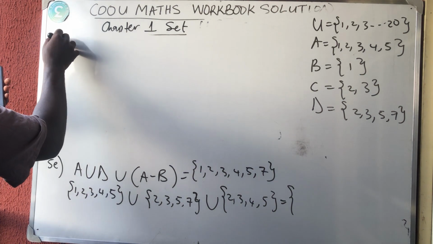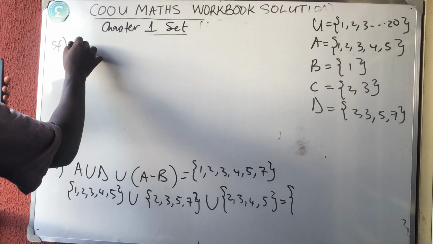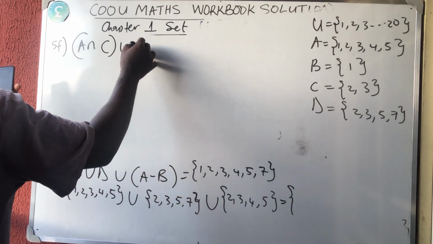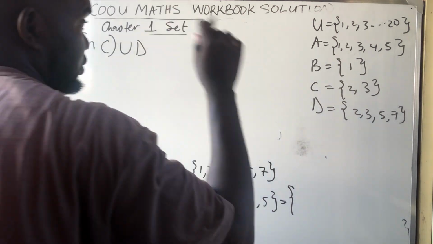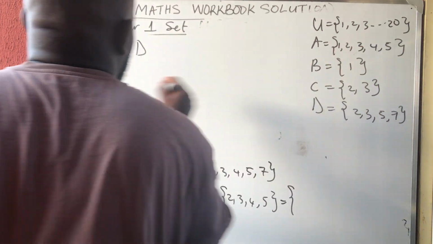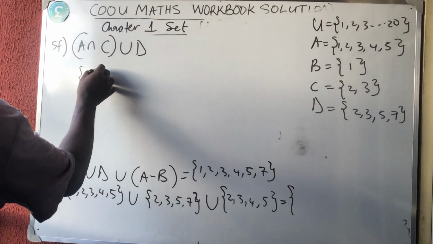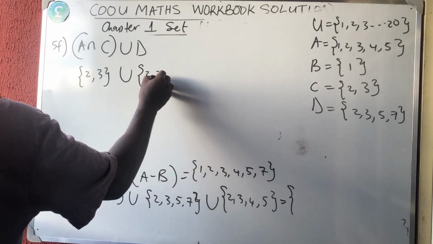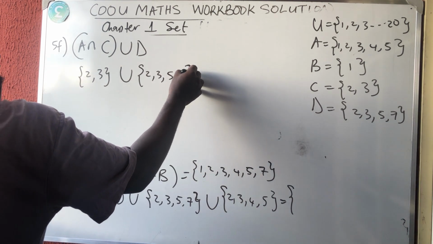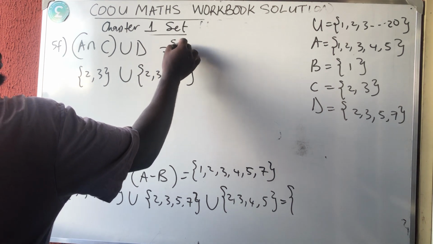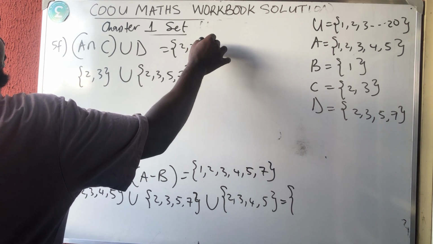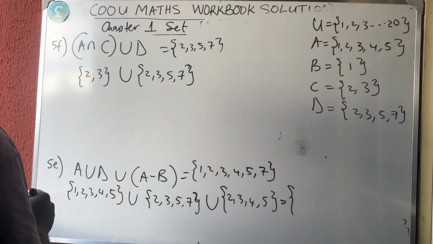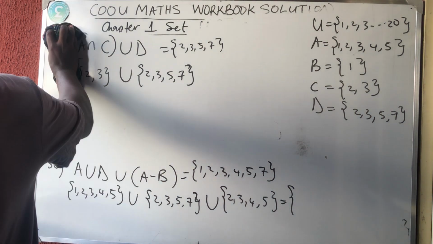Five F said A intersection C union D. Now A intersection C means what they have in common. And the only thing they have in common is what? 2 and 3. Union my D is what? 2, 3, 5, and 7. So my answer is still 2, 3, 5, and 7. Because union means bring them together without repeating any element. So I'm done with question number 5.